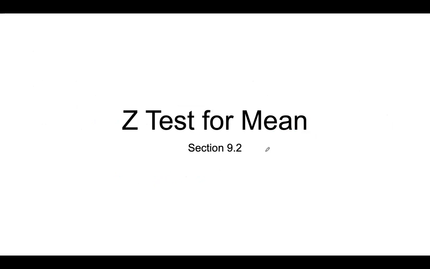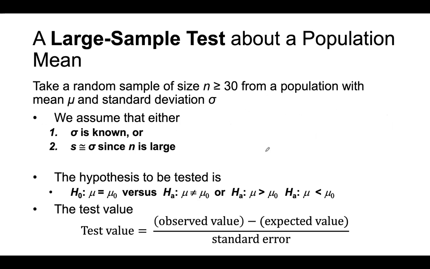Anyways, a Z test for the mean, section 9.2. So that was a little bit of background, but it's easier once we actually see some applications to this. But we still have to go through some theory. So, a large sample test about a population mean. Take a random sample of size n greater than or equal to 30 from a population with this mean and standard deviation.